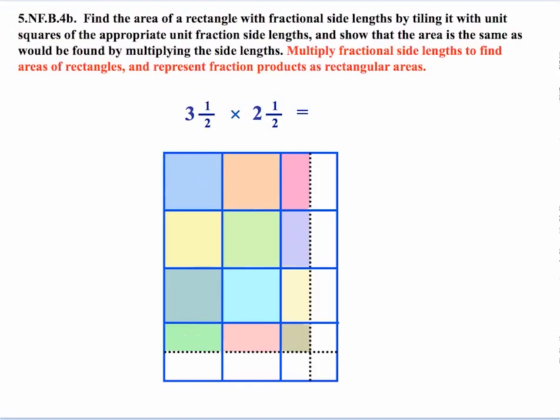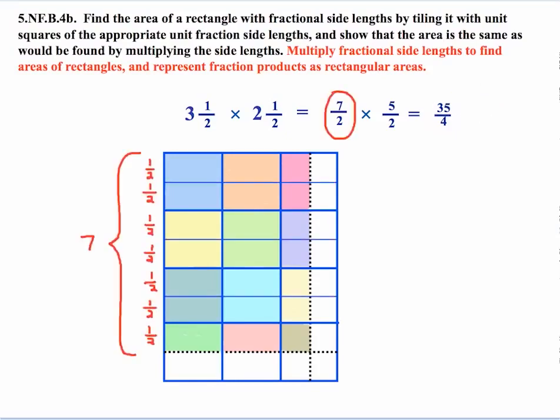Okay, so we'll start off with 3.5 times 2.5. If we use our standard algorithm, we convert those to improper fractions. Then we multiply our numerators, multiply our denominators. We get 35 over 4. But what does this 35 over 4 really mean? We need to make sense of it and connect it back to our model. Let's look at 7 over 2. What's really happening here is that you have 7 halves. So each one of these lengths, like here, that's a distance of 1/2, and we have 7 of those.